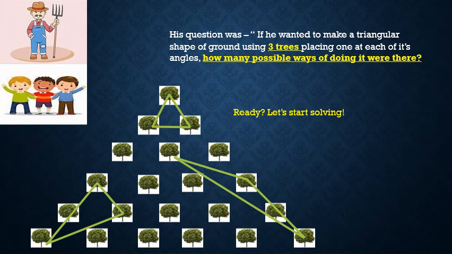His question was, if he wanted to make a triangular shape of ground using three trees placing one at each of the angles, how many possible ways of doing it were there?